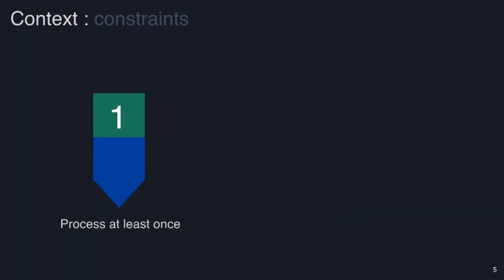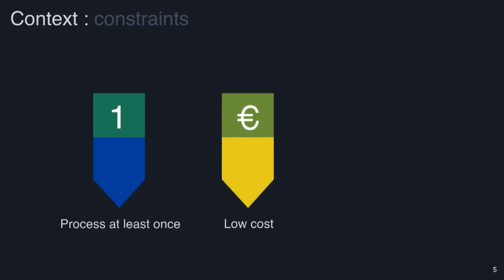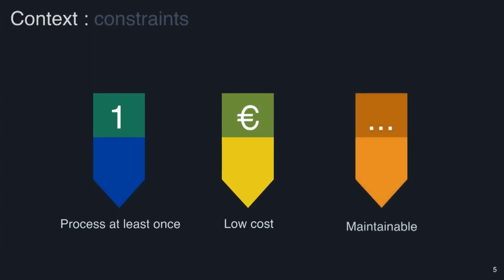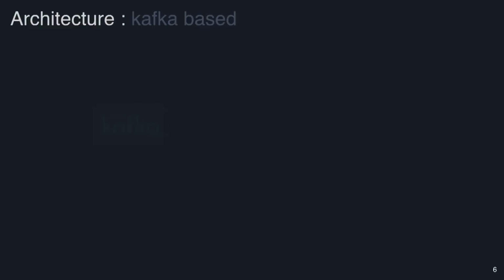We had a few constraints with this project. First of all, we had to process each image at least once. This means that we can process an image twice, but we cannot miss any image. We also had to keep the cost as low as possible and to have a project that is maintainable. For all these reasons, we decided to use Kafka.